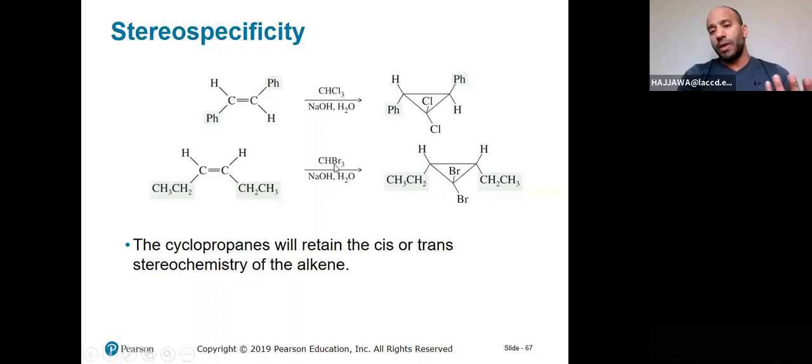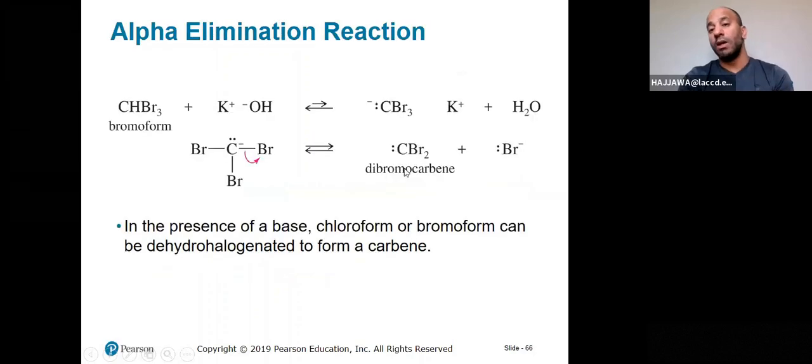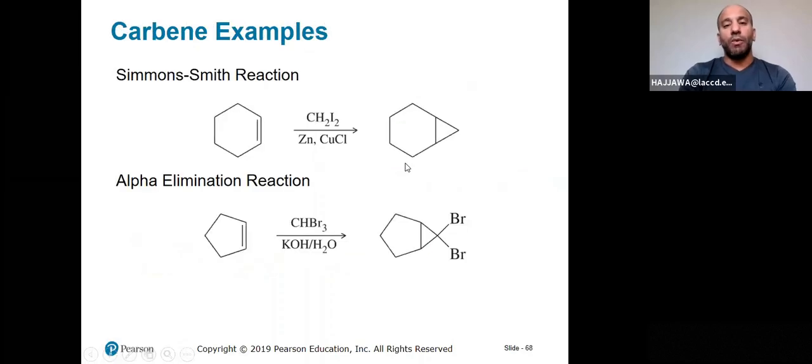In the alpha elimination condition, which is bromoform and aqueous NaOH, you could see it clearly that the cyclopropane is added, keeping the two ethyl groups being cis. So the two halides are attached due to the fact that the carbene, once again, is going to be having those two halides attached prior to the alkene attacking the carbene. So that's important to keep in mind.